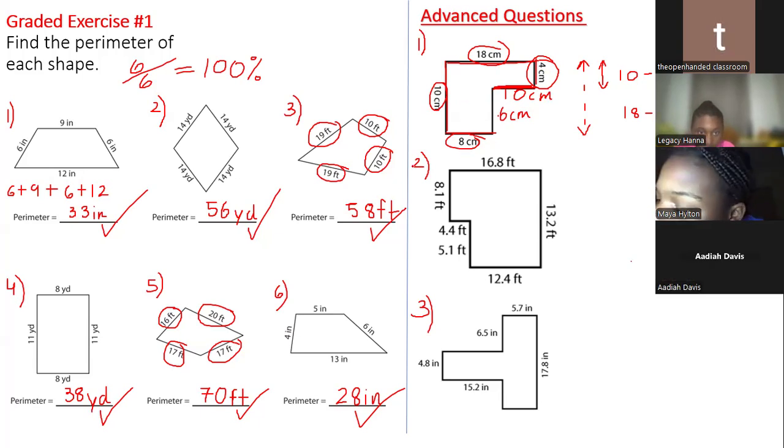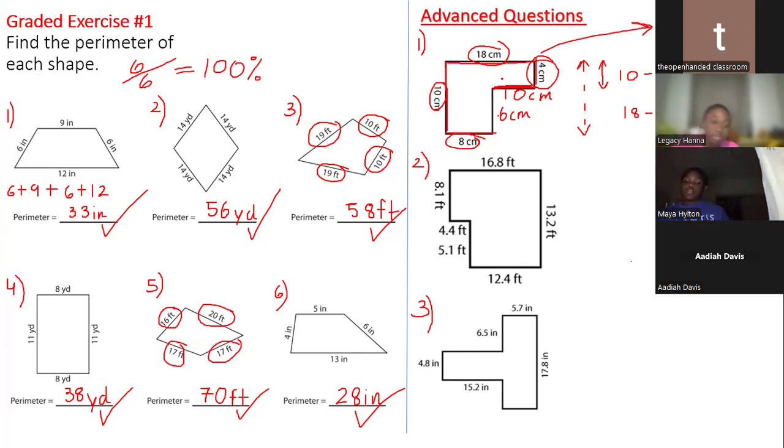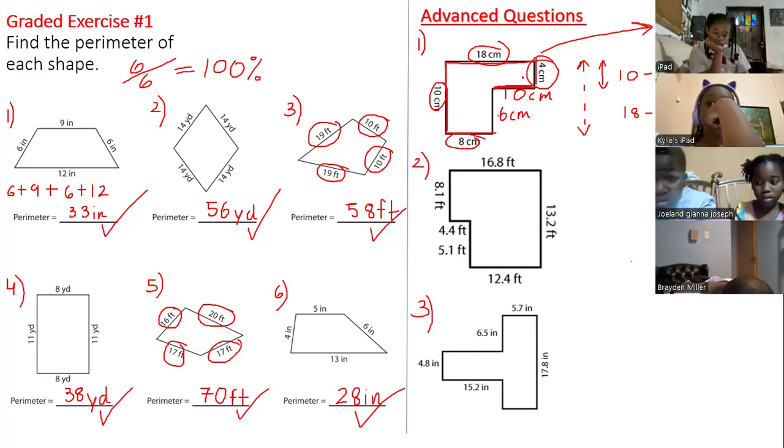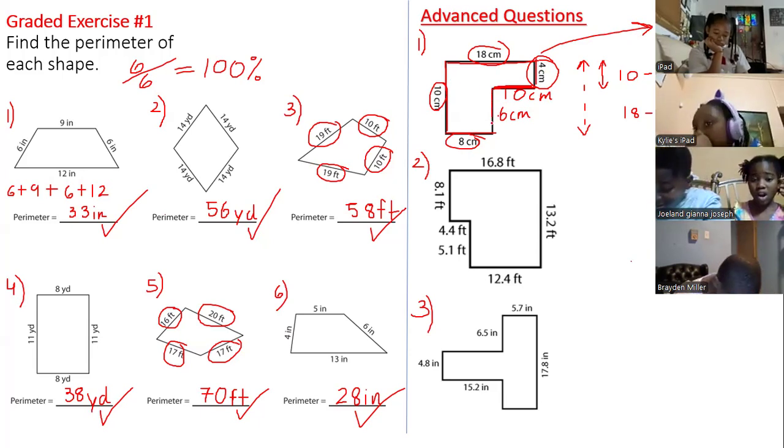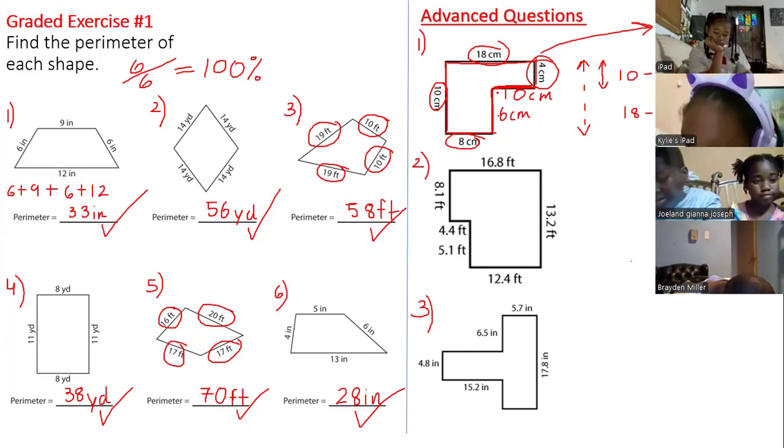What do y'all have for number 1? I got 40 centimeters. I got 40. I didn't know I was supposed to do all of that. You just didn't know to add the numbers. But remember, it's all of the numbers. If you have missing sides, you have to figure out what the missing sides are. You can't just say, oh, I'm just going to add what's there. You have to figure out what the missing sides are. So the answer is actually 46.